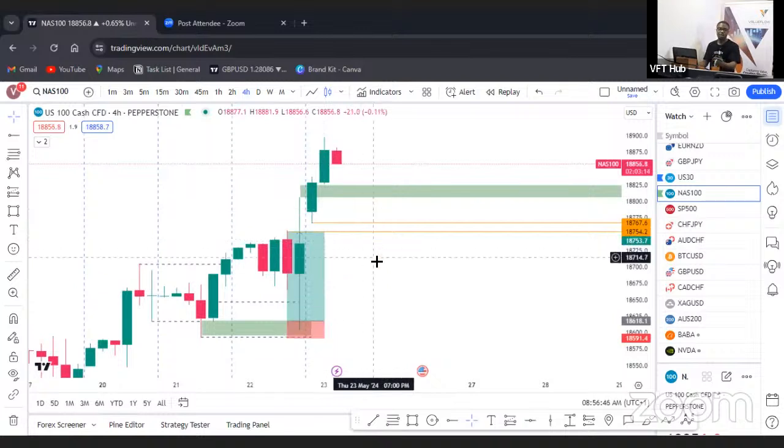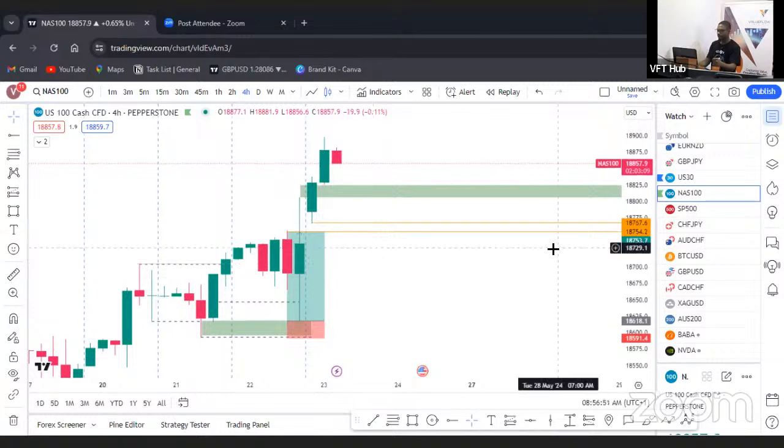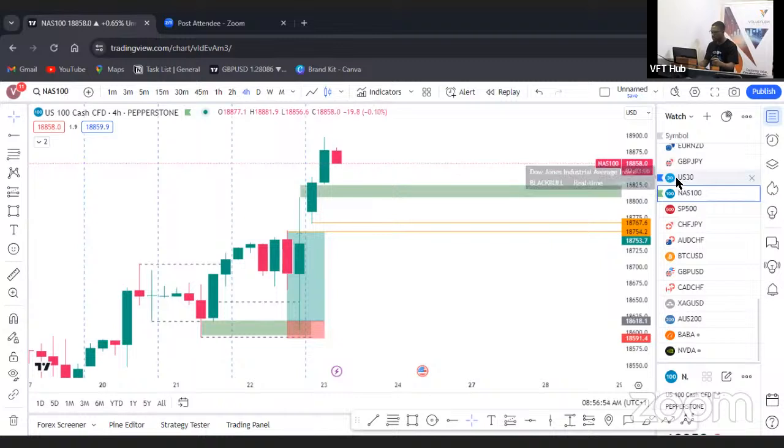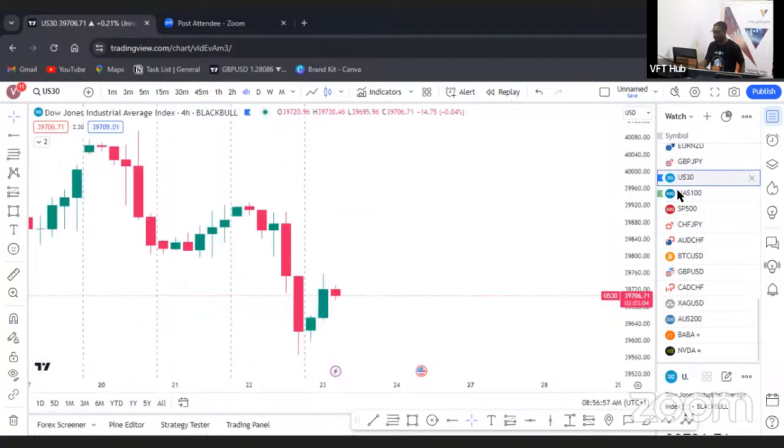If we see a very good price action, then we might look to continue the buy movement to the upside, right? But that will be all for NAS 100. On US30, sorry, that'll be all for NAS 100. On US30.